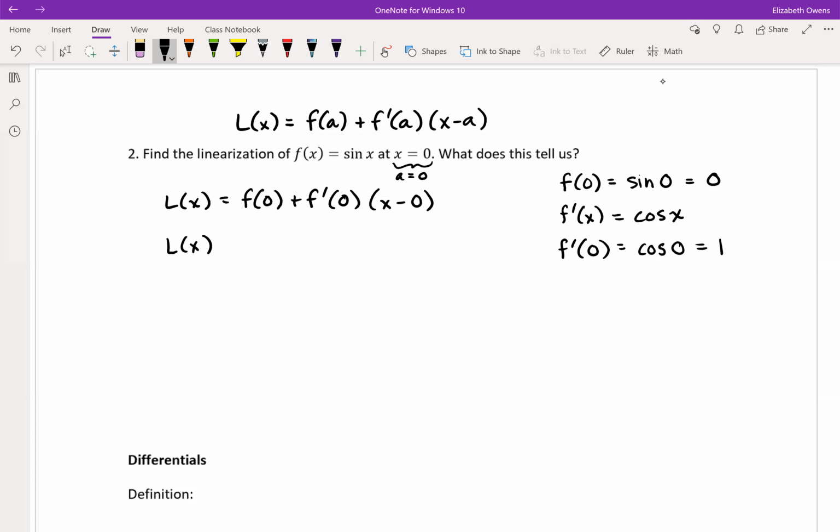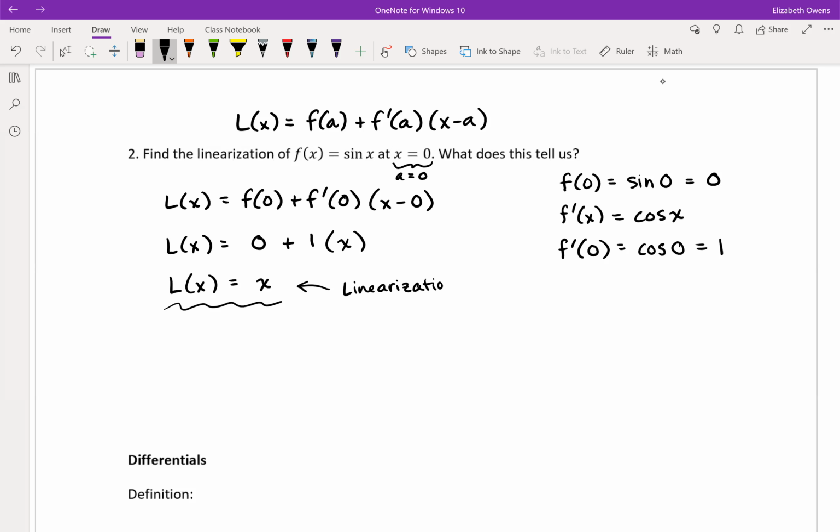L of x equals f of 0, which is 0, plus f prime of 0, that's 1, times, well, x minus 0, which is just x. Okay, so it turns out to be a really simple line here. L of x equals x. That is our linearization.